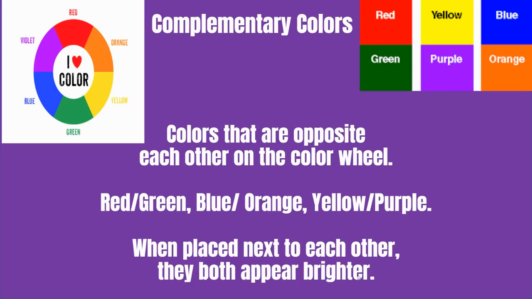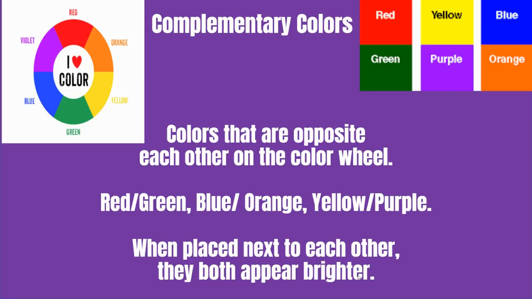Our next vocabulary word is complementary colors. These are colors that are opposite each other on the color wheel. Let's look at the color wheel together. First, we'll look at the primary colors, red, yellow, and blue. We'll start with red, and when you look vertically across or down, you'll see its complement, green.